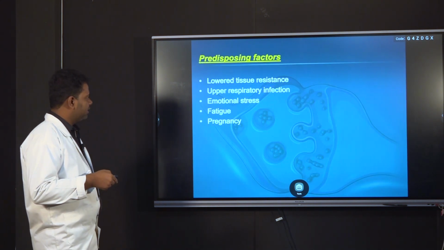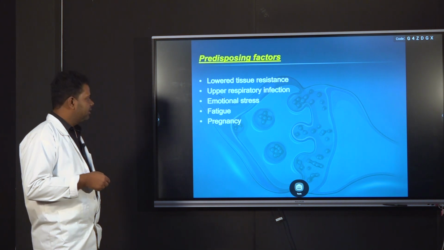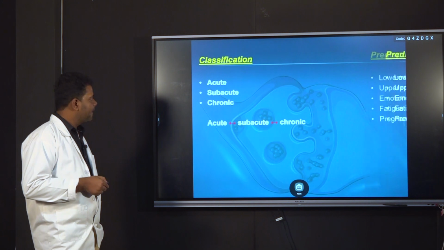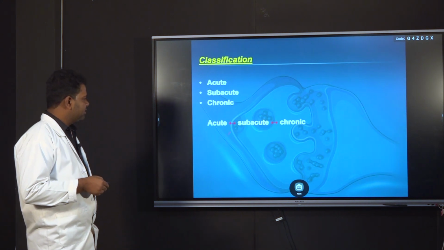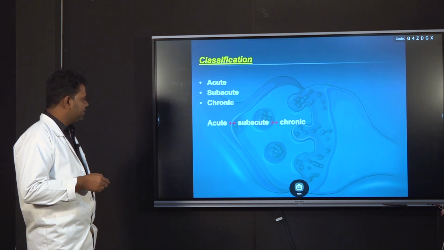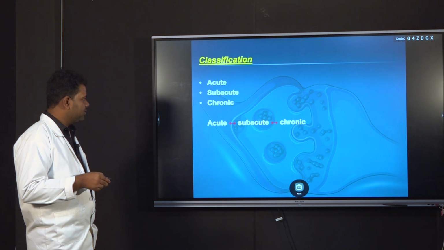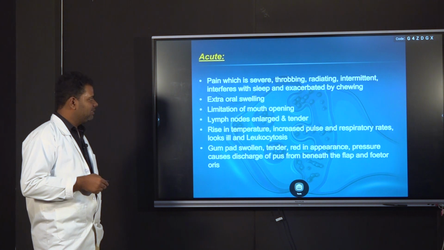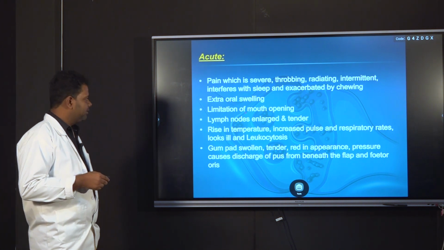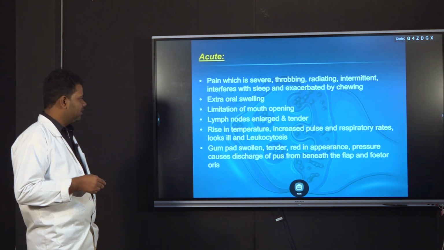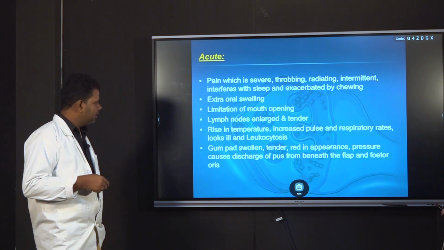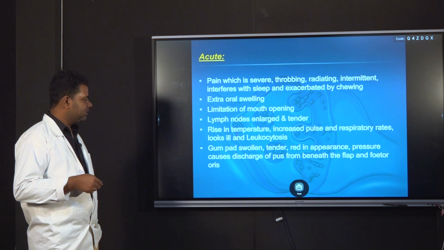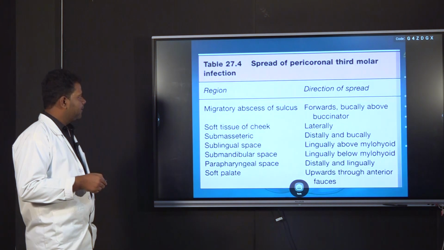The predisposing factors include lower tissue resistance, upper respiratory tract infection, emotional stress, fatigue and pregnancy. And in classification, first the infection starts from the acute stage, can result in the subacute stage, and it progresses into the chronic stage. In the acute stage, the pain will be severe throbbing type, and there will be extraoral swelling, limitation of mouth opening, lymph nodes can be enlarged, and rising temperature, and the gum pad may be swollen and tender, and there may be a discharge of pus from the flap.